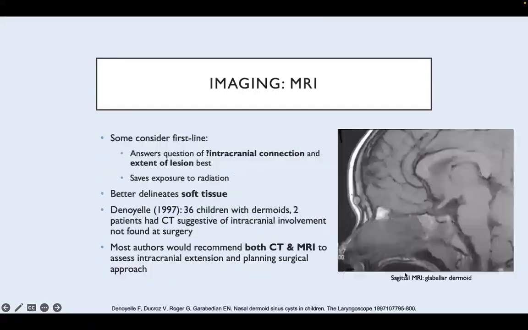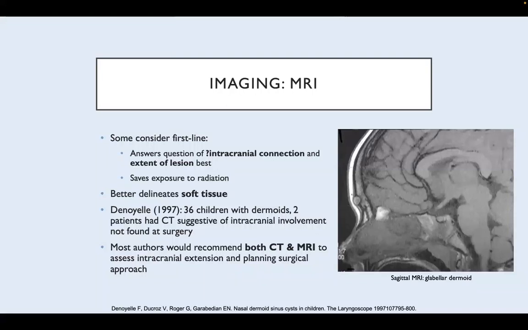So moving on to MRI, some experts actually consider it first line, and that's because it immediately answers your question of whether there's an intracranial connection or not, and it also describes the extent of the lesion best. And at the same time, it also saves the child exposure to radiation, which we know in terms of a CT is very significant. It also gives much better soft tissue delineation.